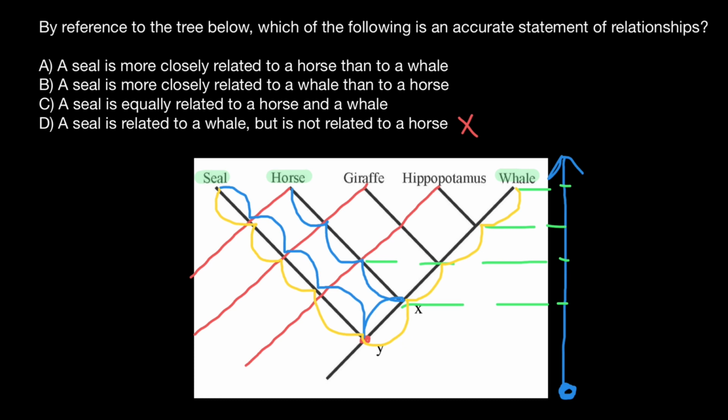As you see, the correct answer has to be answer C. A seal is equally related to a horse and a whale. More than that, it is going to be equally related to all these taxa. You can check the statement by counting all these fragments that separate seal and any of these taxa.